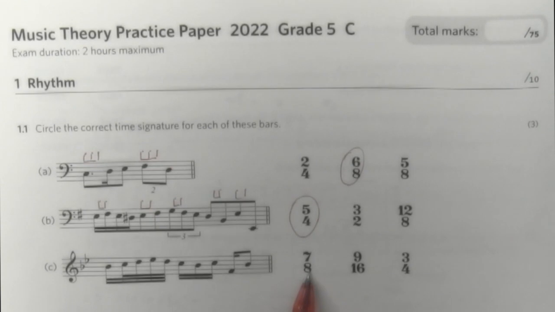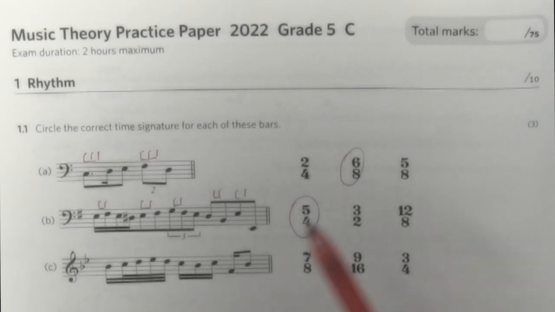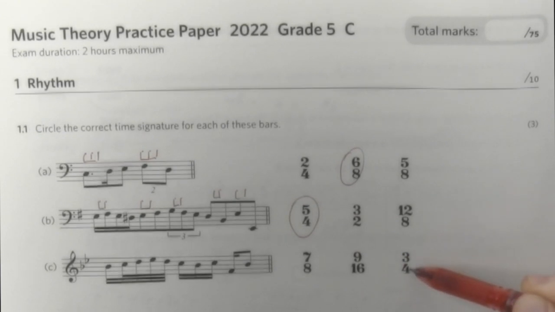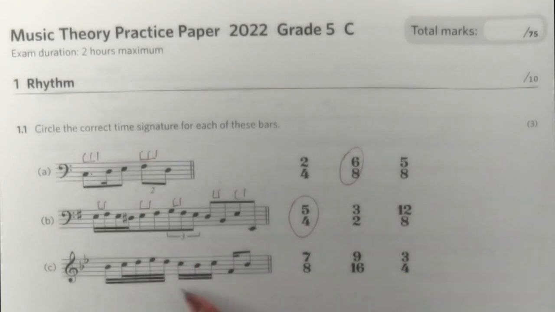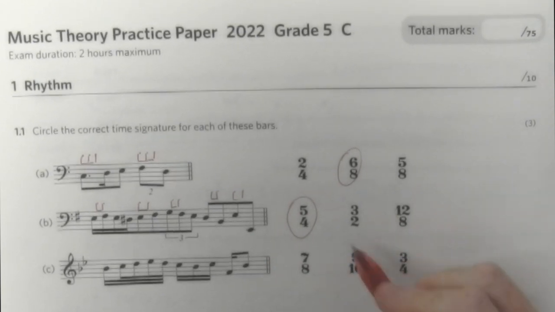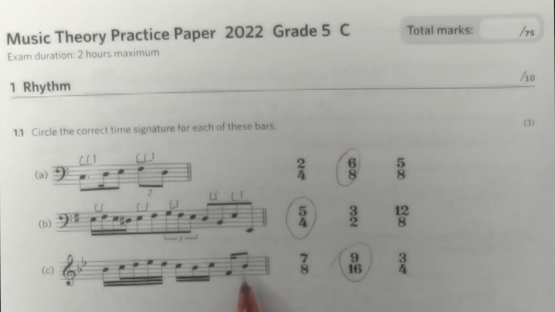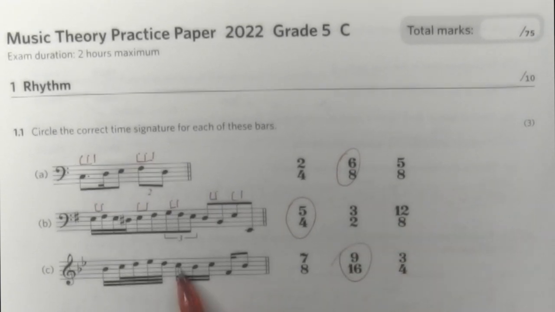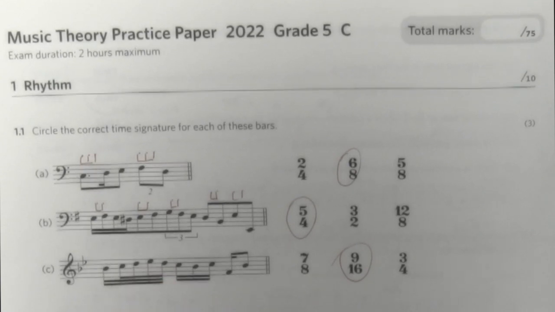because 7/8 means 7 quavers. And we have 1 quaver and a half quaver, so it can't be possible. 3 crotchets means that we need to count 1, 2 and 3 groups of crotchets. Therefore, the answer is 9/16, and I will show you: 1, 2, 3, 1, 2, 3, 1, 2 and 3. There you go. Sorted. That was quite quick. Literally, really quick.